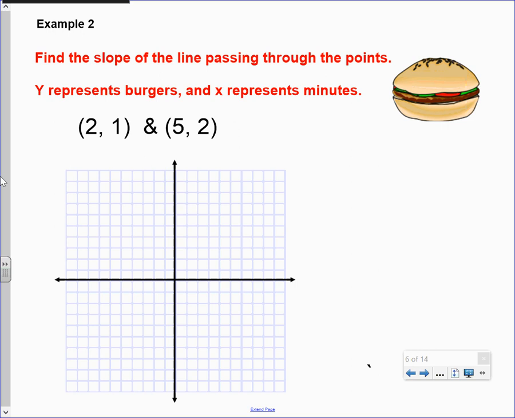So here, y represents burgers and x represents minutes. So burgers per minute.